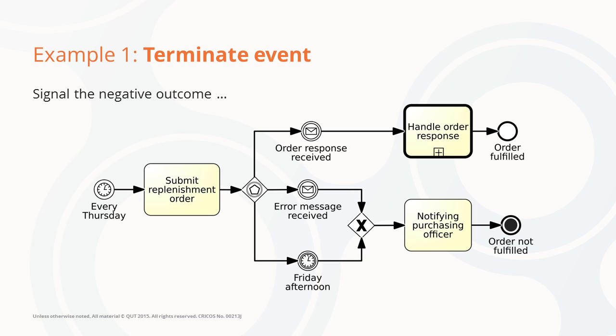So these two types of exceptions, the error message that is probably due to a system error, or because nothing happened, so neither an order response nor an error message is received, will lead to a negative outcome.